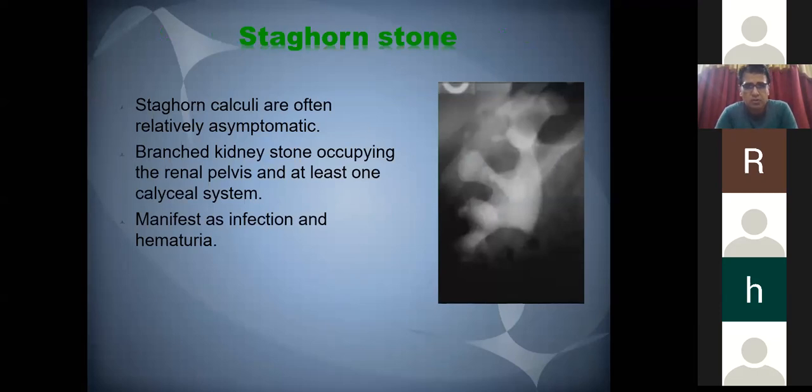Coming to the staghorn stone, as we said, it is an asymptomatic stone, except that it will lead to recurrent infections. These are branch stones and opacify the whole of the kidney pelvicalyceal system.